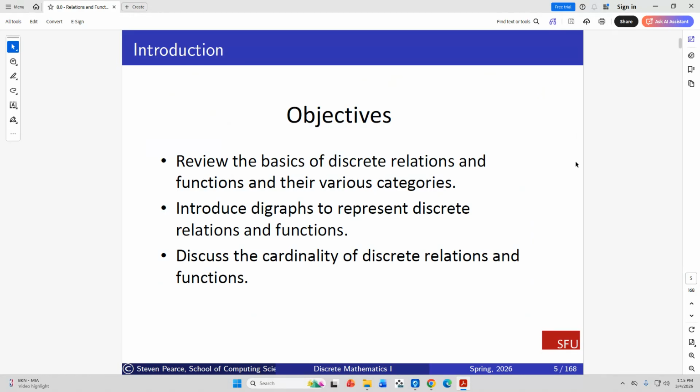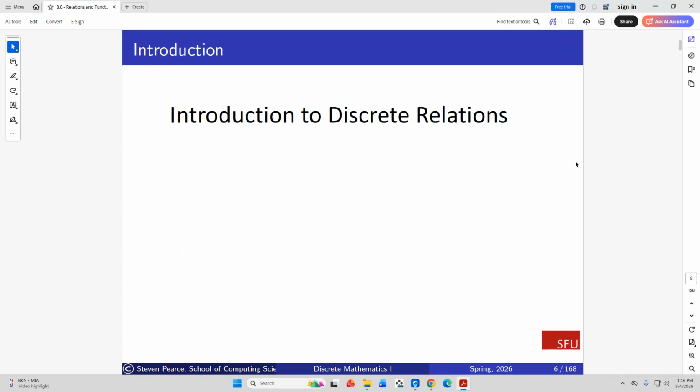Okay. So, we review the basics of discrete relations and functions and their various strategies. Introduce digraphs. That means directed graph. It's a special kind of graph. We will talk about graph theory after this. So you're introduced to digraphs ahead of time. And discuss the cardinality of these discrete relations. In fact, only functions. We'll only talk about the cardinality of functions. The cardinality of relations, I think, is just a little too much for this course and for this chapter. I usually omit it. It's not as important as the cardinality of functions. There's only 3 of them, really.